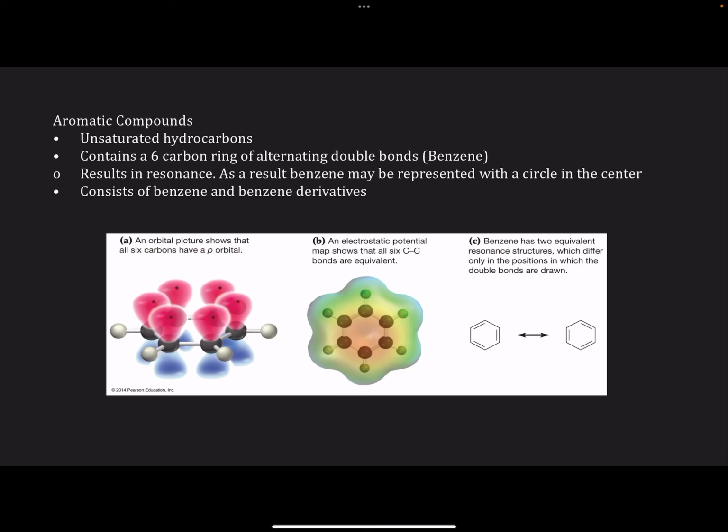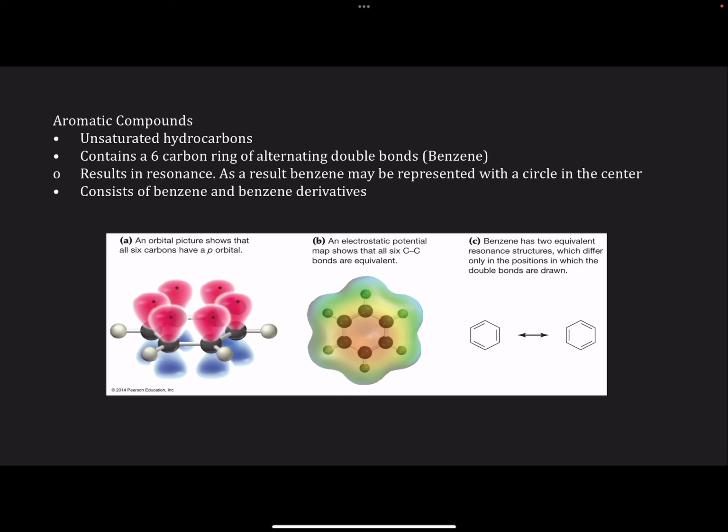Next, as part of our hydrocarbons, we had our aromatic compounds. These are again unsaturated hydrocarbons because they contain double bonds. We have a 6-carbon ring of alternating double bonds, which we call benzene. Now this results in resonance.